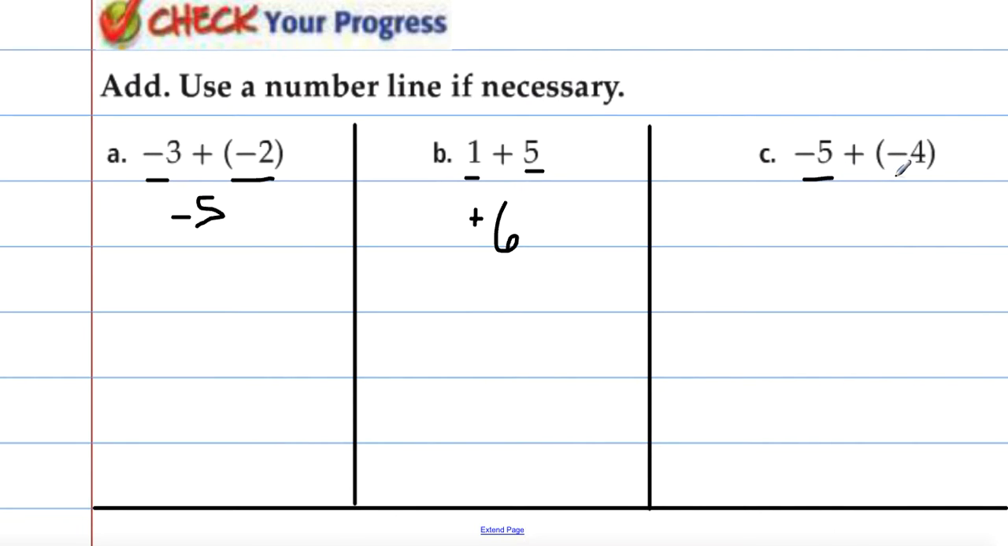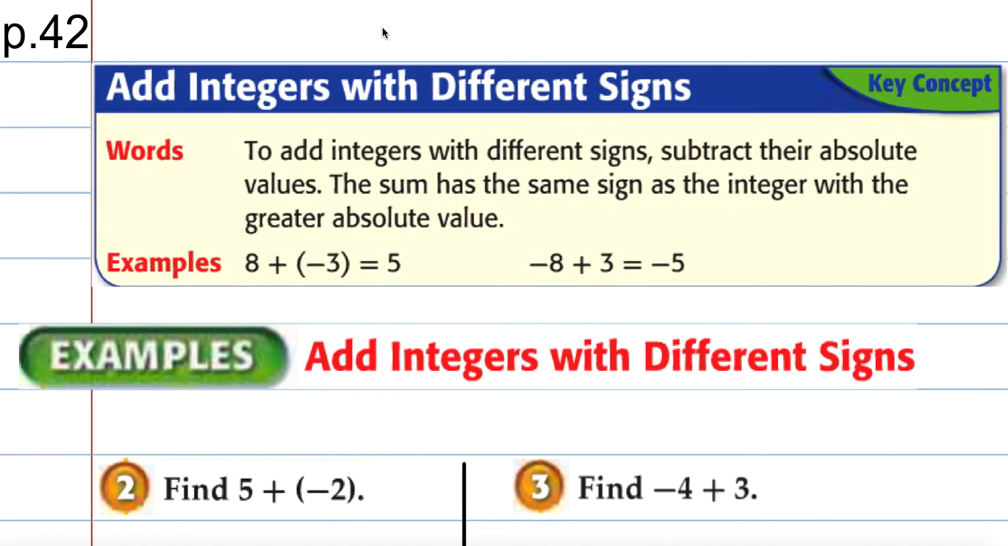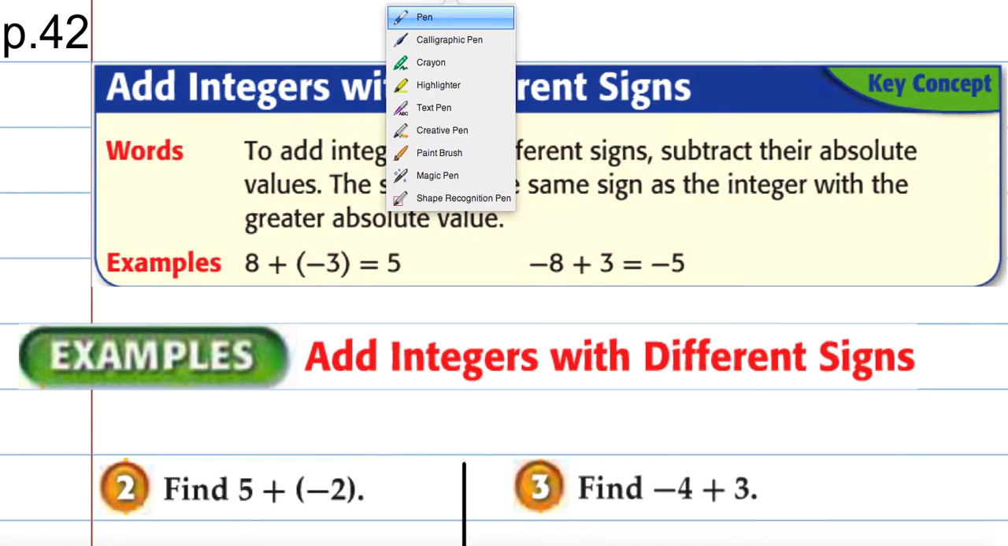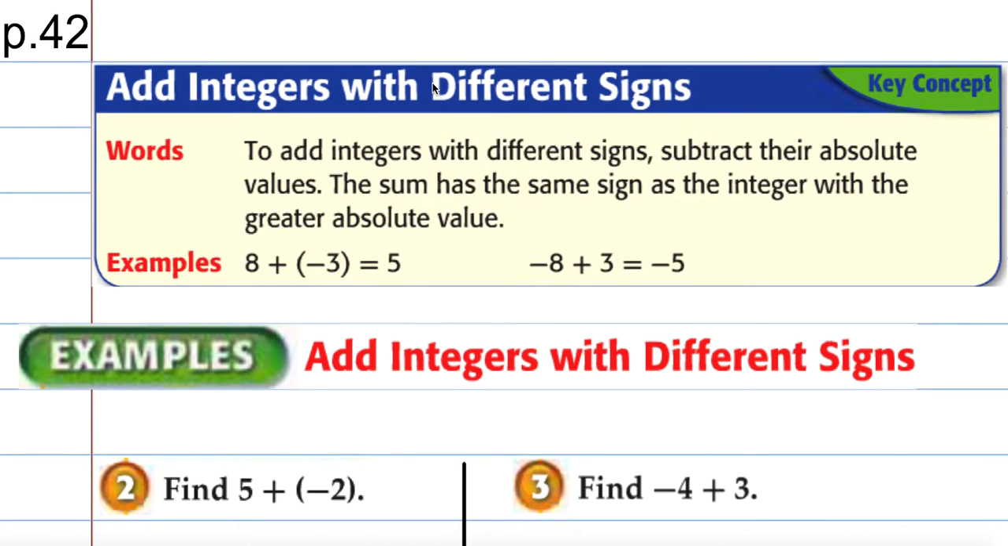Negative 5 and negative 4. You're adding the same sign, so your sum will have the same sign. 5 plus 4 is 9, so negative 5 plus negative 4 is negative 9. Okay, so there's a different rule as well. What about if I'm trying to add a positive and a negative and their signs are different?